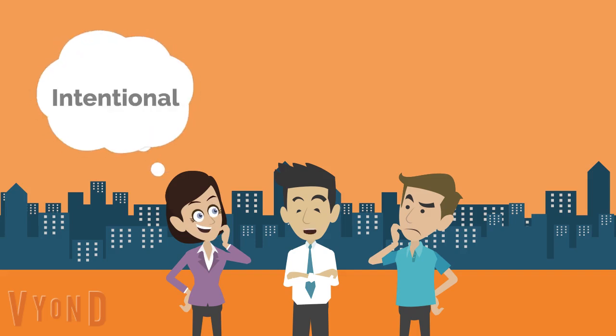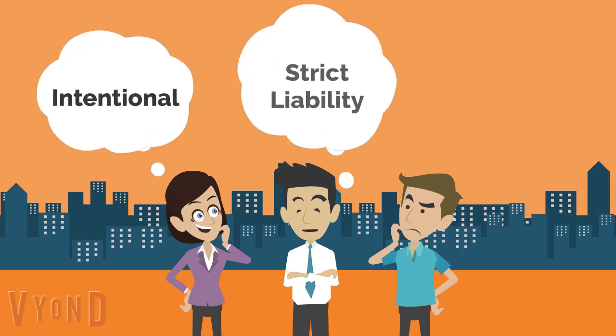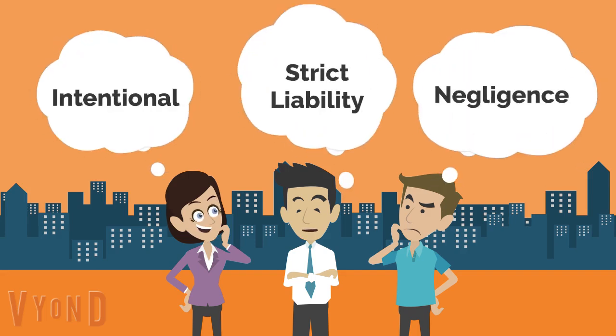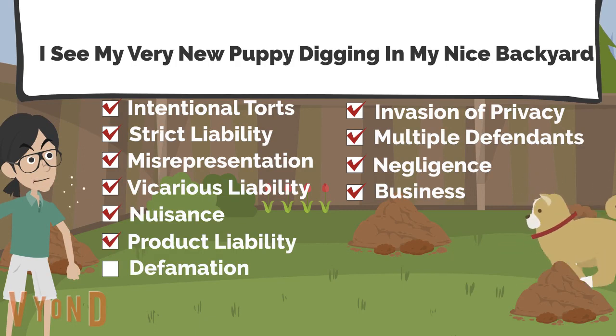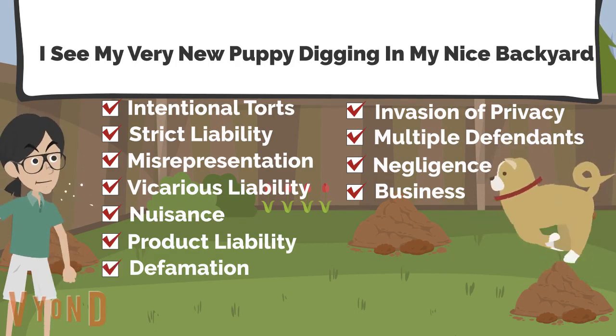In the subject of torts, there are three main sources of liability, which are intentional, strict liability, and negligence. We use these and a few other important testing topics to build our outline. To begin, let's start with our major outline. We write this down before we even read the call of the question so that we can be organized. The memory device we use is, I see my very new puppy digging in my nice backyard.